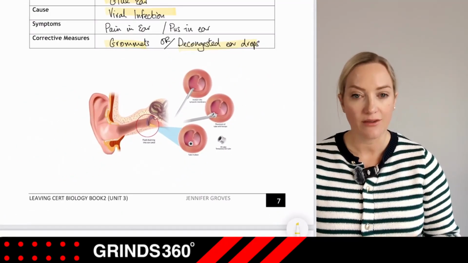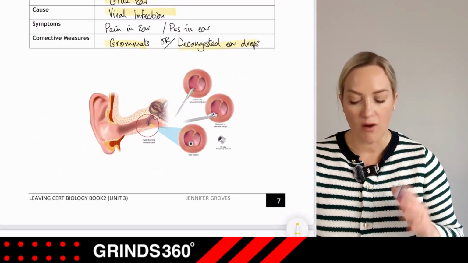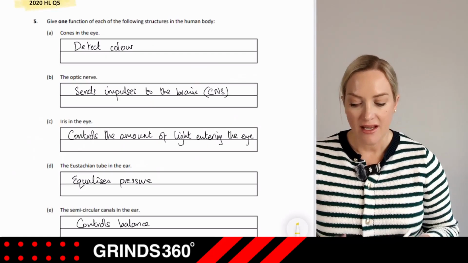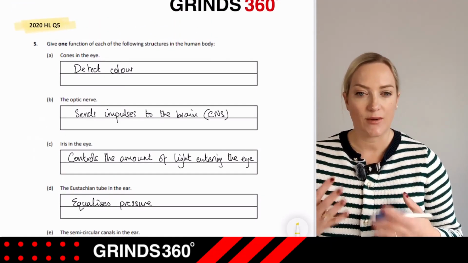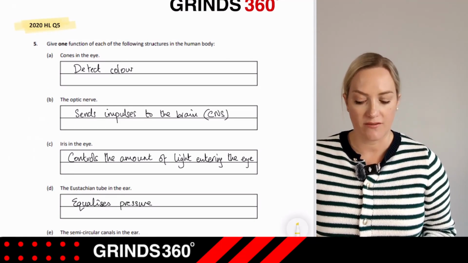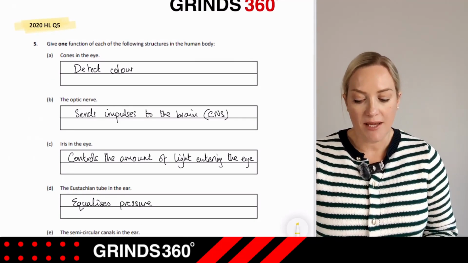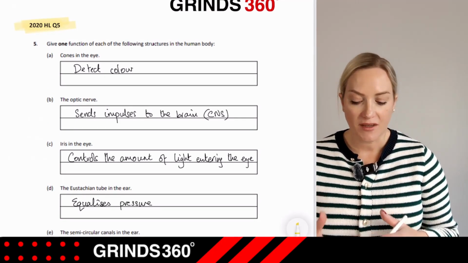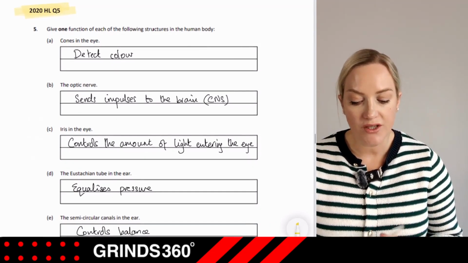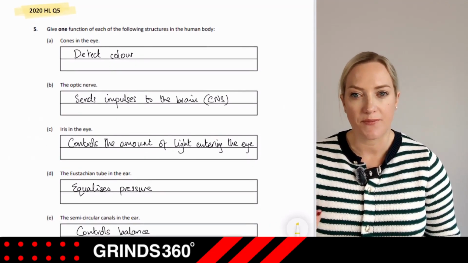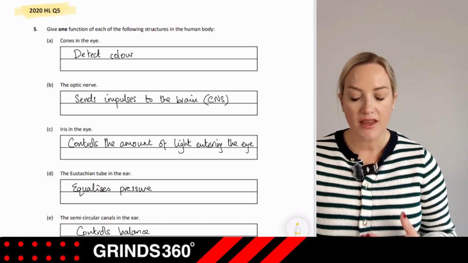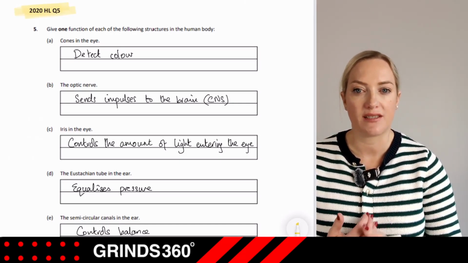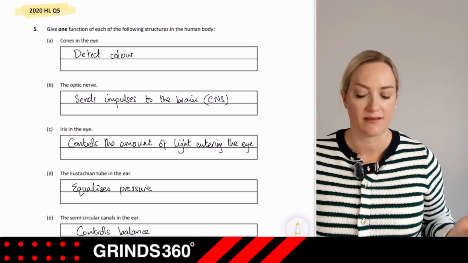Now let's look at some questions of what they can ask us about the senses. The last time here in section A is 2020. 2020 was the year of COVID, but still, let's look at this. Give one function of each of the following structures in the human body. Cones in the eye, what do they do? They detect colour. The optic nerve is going to send impulses to the brain, to our central nervous system.